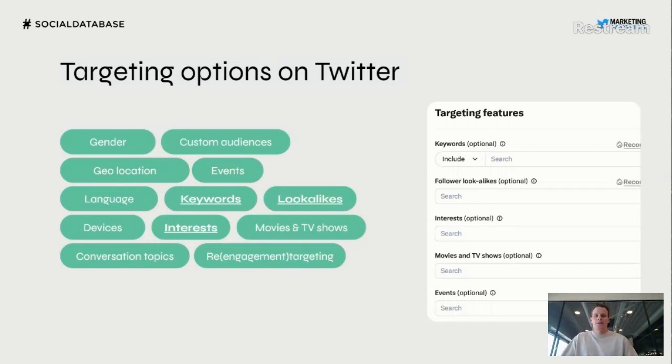So if you look at the Twitter targeting options, there are basically 3 main ones that are being used in almost any case. Number 1 is keyword targeting. Number 2 is follower lookalike targeting. And number 3 is interest targeting. Then on top of those features, you can layer demographic targeting, such as gender, geolocation, language, specific devices, for instance. And there are some other targeting options as well, such as custom audiences, event targeting, movies and TV show targeting, or for instance, re-engagement targeting, where you can re-engage with previous impressions or engagements from campaigns that ran earlier.